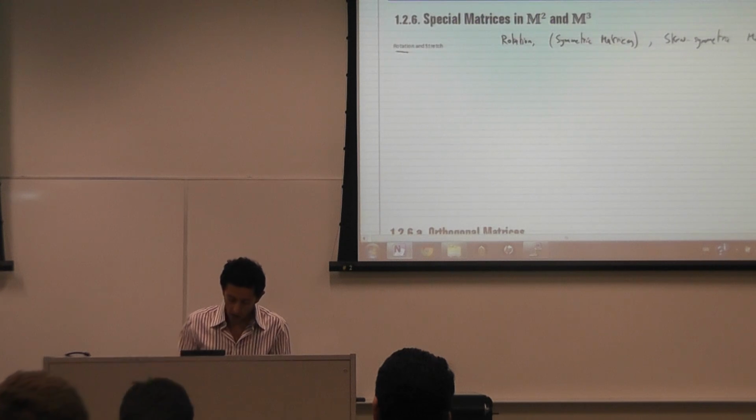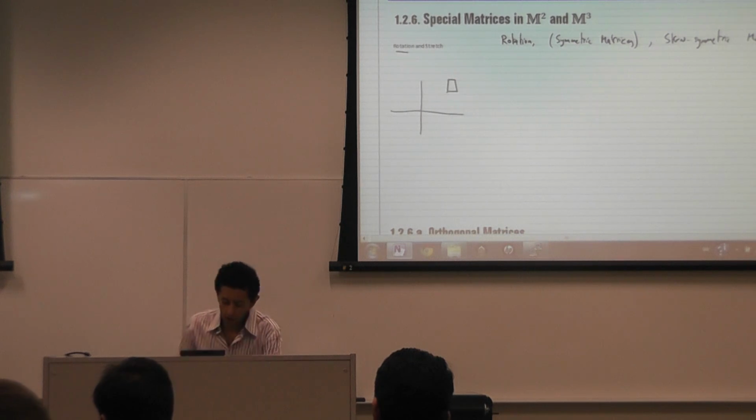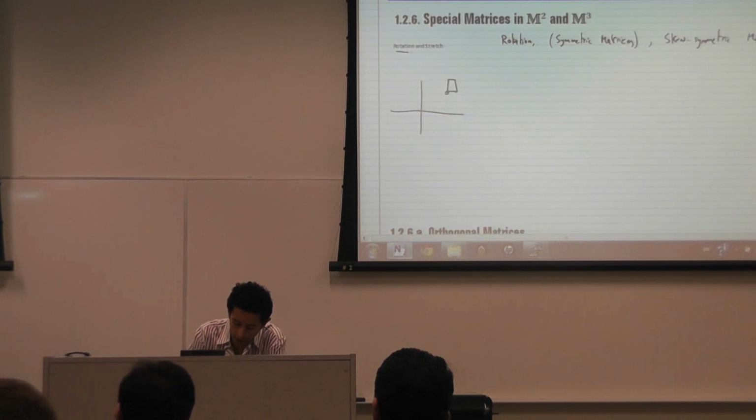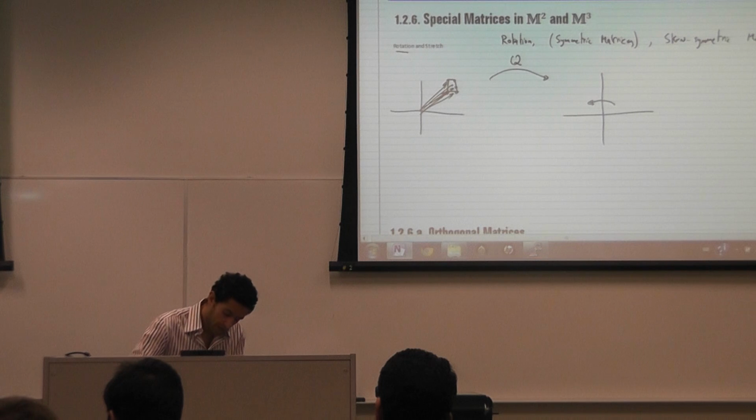A rotation matrix does the following. I have an object in space. An object in space is described by the vectors of the points in it. So it's described by these vectors. The rotation matrix Q takes those vectors and rotates them by a certain angle to give me this new rotated object.